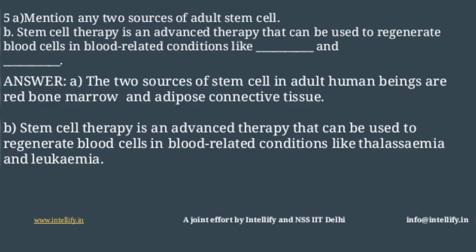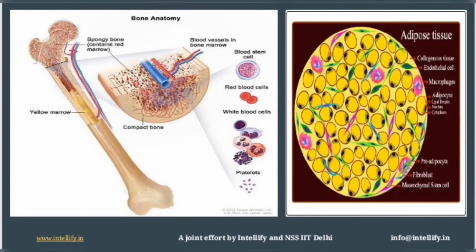Now the last question is, mention any 2 sources of adult stem cells. First, what is meant by stem cell? These are special human cells that are able to develop into many different types of cells. The 2 types of stem cells are embryonic stem cells and adult stem cells. Adult stem cells have 2 sources, such as bone marrow and adipose tissue.